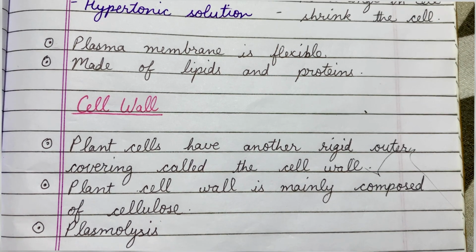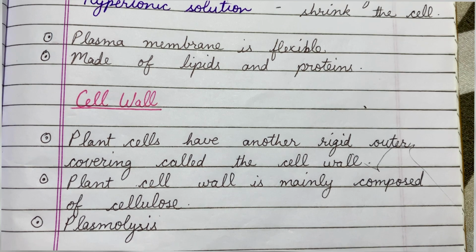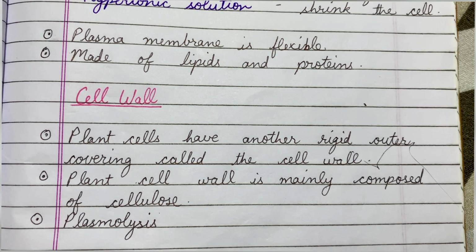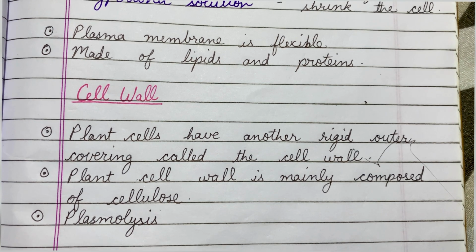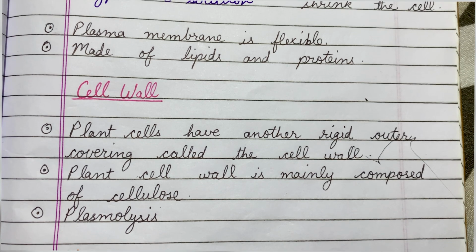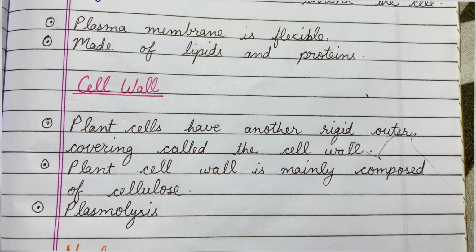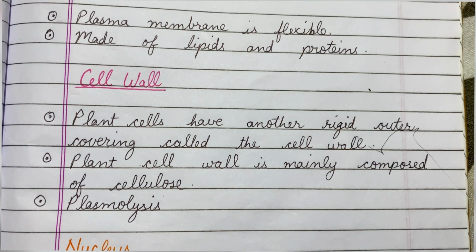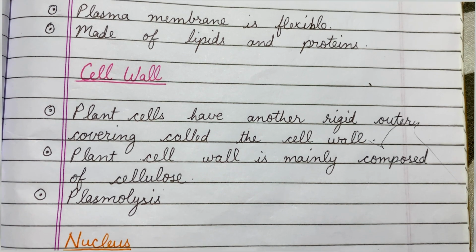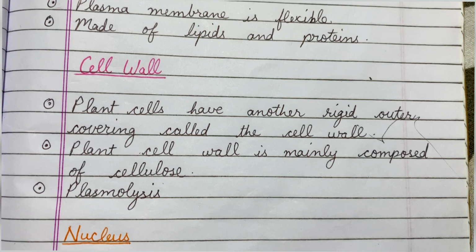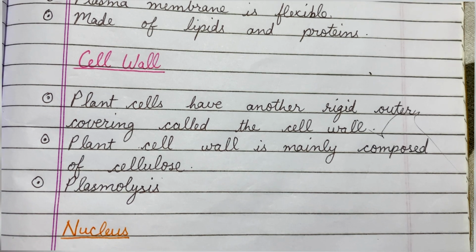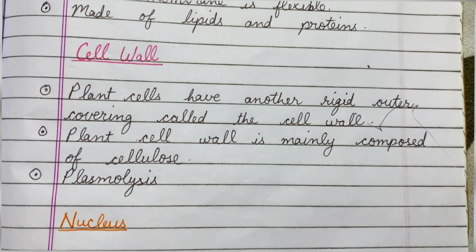The next characteristic of the plasma membrane is its flexibility. It is made of lipids and proteins. The next component of our cell is the cell wall, which is found only in plant cells. Plant cells have another rigid outer covering called the cell wall. Plant cell wall is mainly composed of cellulose.